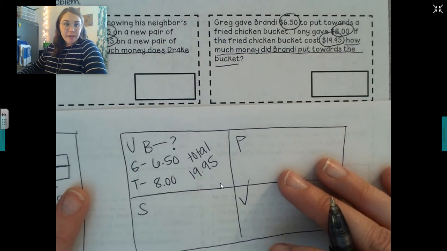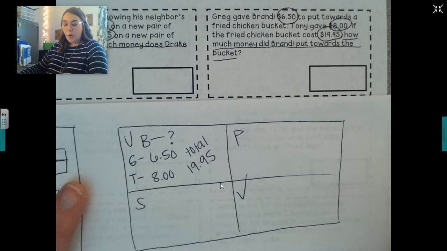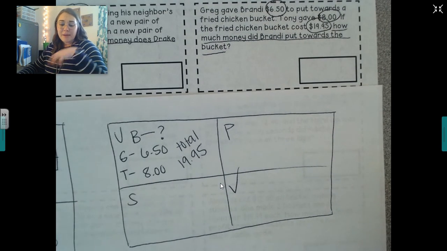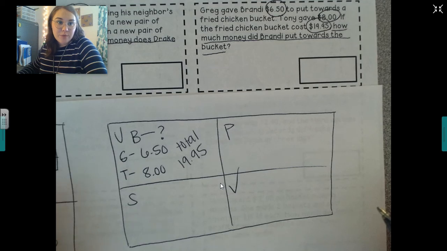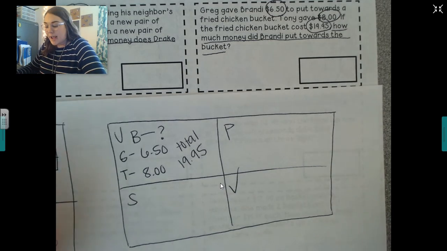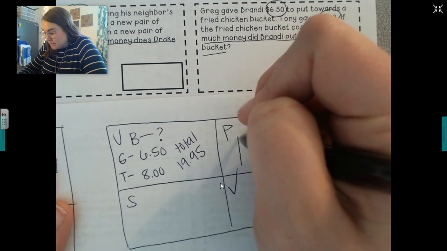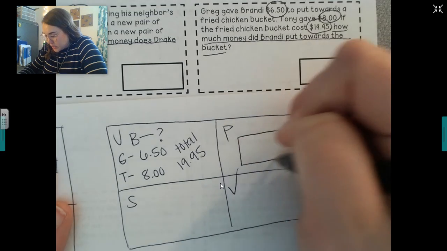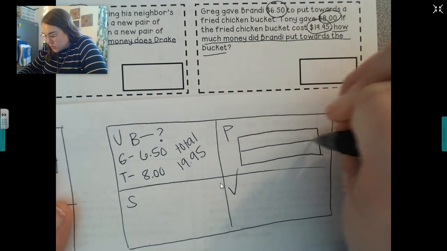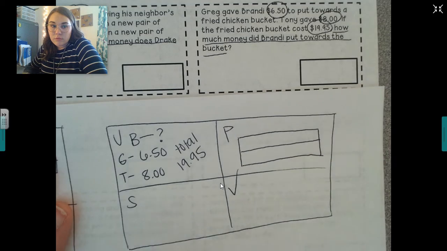Maybe a strip diagram wouldn't help you, and a picture would help you, or an equation, or you can make a table. Whatever helps you, I want you to write down. But let's go ahead and try my method. My method is a strip diagram. A strip diagram is just a rectangle with a split in half.